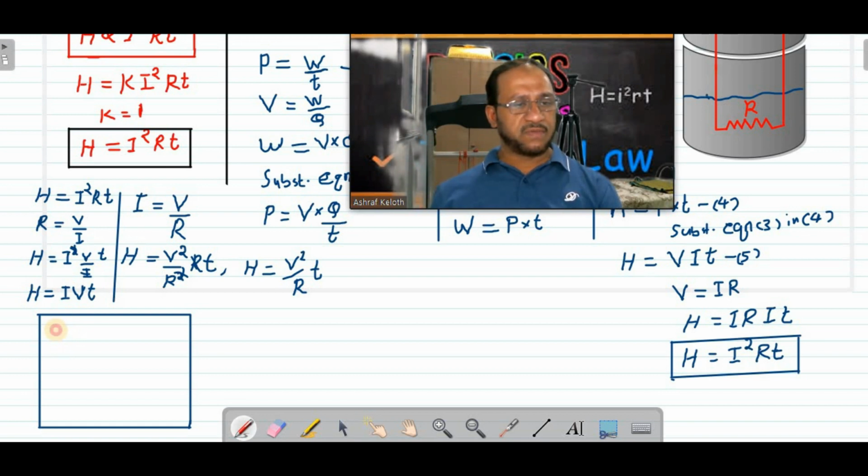The first equation from Joule's law for finding the heat energy produced in a resistor, H is equal to I square RT. The second equation, H is equal to IVT, if current and potential difference, voltages are given. The third equation, H is equal to V square by R into T.